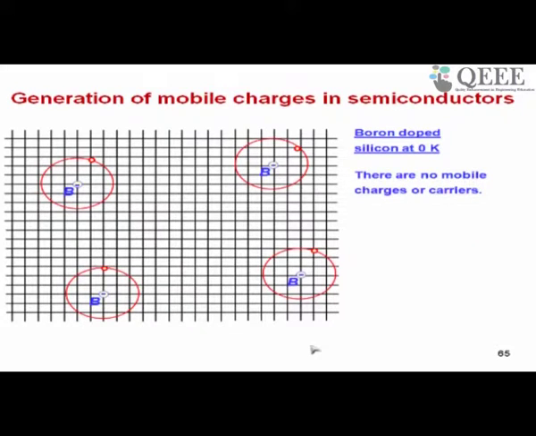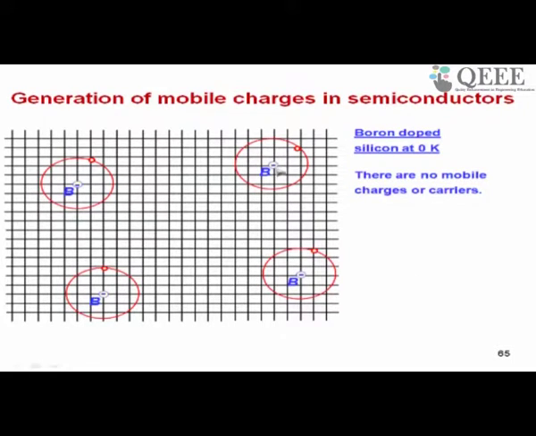What happens for a boron doped silicon? Boron is a group 3, so phosphorus is group 5, boron is group 3. This means every boron atom has 3 electrons in the outermost orbit, whereas silicon has 4 electrons, and therefore if you put a boron in silicon, there will be a deficit of 1 electron as far as the boron atom is concerned, and that is why one bond will be broken. That is what is shown here.